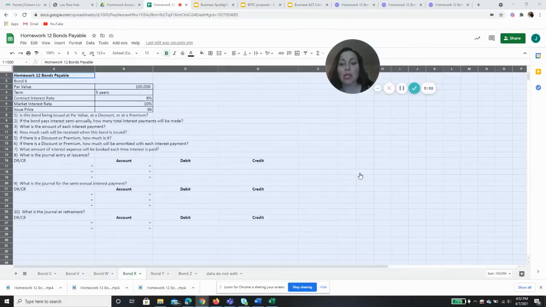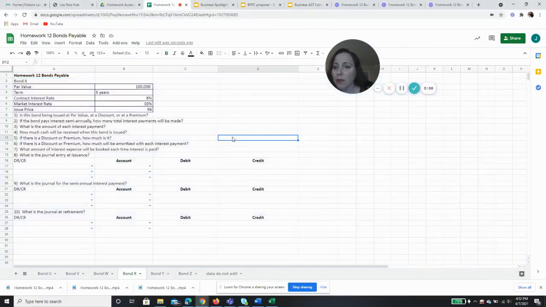We are on homework 12, Bond X. All right, we know the drill by now, so we can move a little faster. We are issuing this at, let me see, contract rate is less than market rate. That tells me it's probably a discount. We're also issuing at less than 100. So that tells me it's definitely a discount. So we are issuing this bond at a discount.